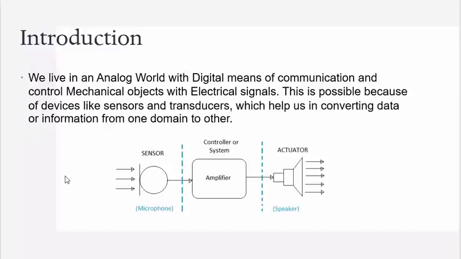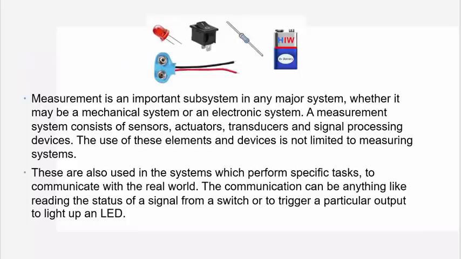Now, we live in an analog world with digital means of communication and control mechanical objects with electrical signals. This is possible because of devices like sensors and transducers, which help us in converting the data or information from one domain to another. A common setup of sensor and actuator is given here, wherein the microphone acts as the sensor and it's being fed to the controller, which is the amplifier, and connected to the actuator, which is the loudspeaker.